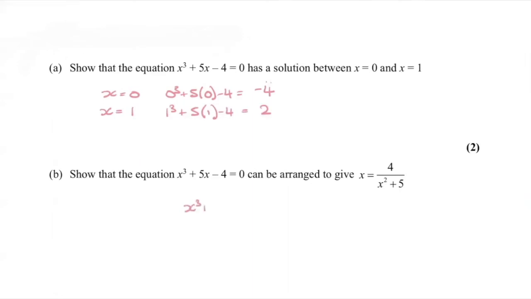For our rearrangement, we're just going to move that 4 across. It will land as a +4. And then the trick here is to just factorize. We want actually to get it to say x equals. So we need x on its own. Once factorizing is done, we can just divide through by x² + 5 to finish it off.